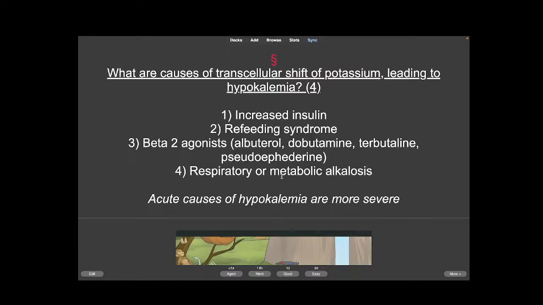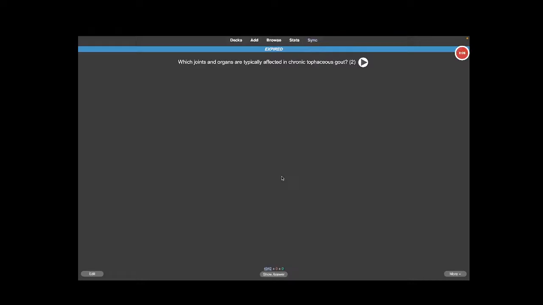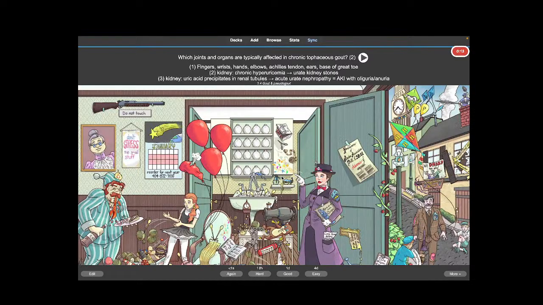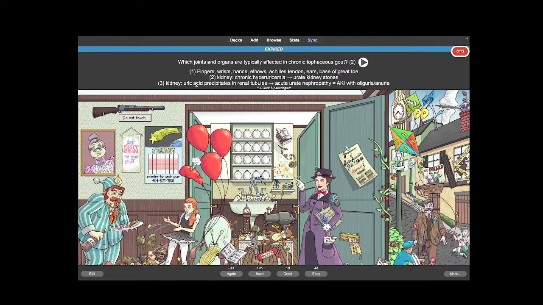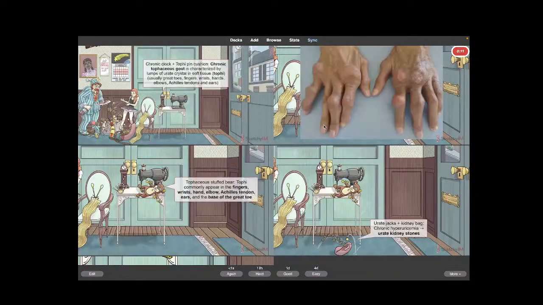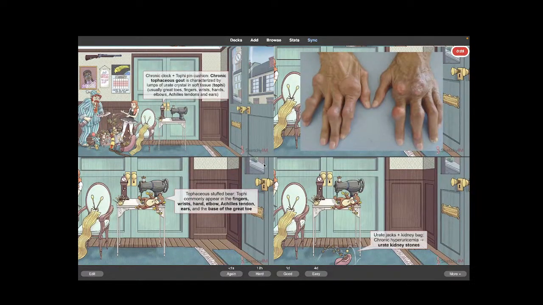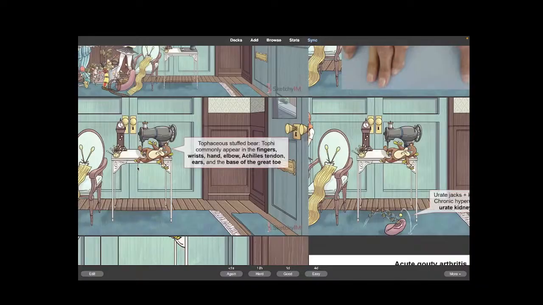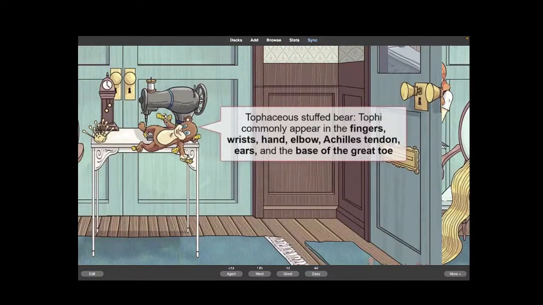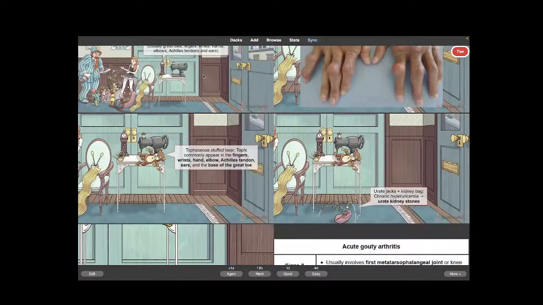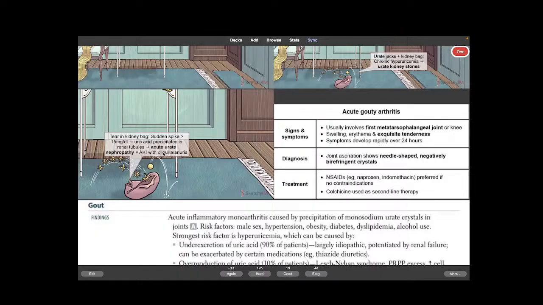All right. Which joints and organs are typically affected in chronic tophaceous gout? Kidney. Okay. Did they mention it? I don't know how they're going to mention it. It's kind of a weird thing. Really, they did kind of do something. Wrists, you have that, and you have the base of the great toe. Why is it on his ear? Okay. Urate kidney stones. Acute urate nephropathy.